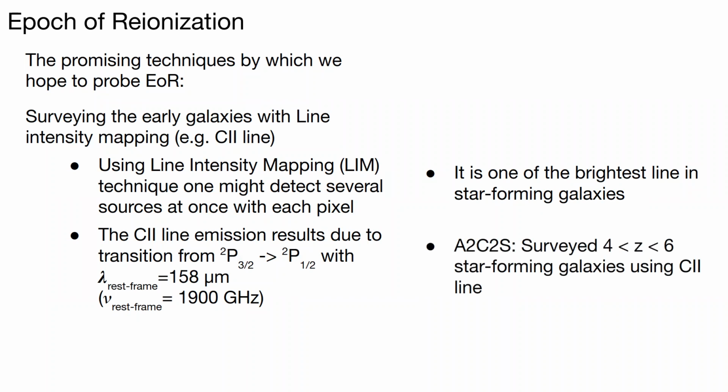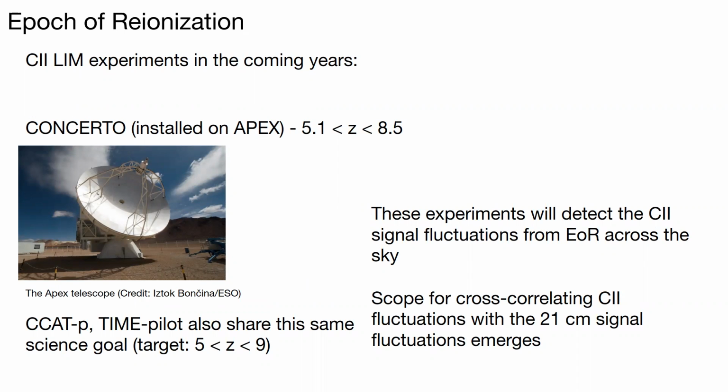There are already some surveys of individual galaxies, not line intensity mapping surveys, done using a telescope in the Atacama Desert, where people have done targeted observations of very bright galaxies in the redshift range 4 to 6. They are not very many, but I think more than a few hundred have been detected already using their C2 lines. So it is a proven technique in a universe where reionization has finished or is at a late stage. Right now, several new experiments are coming up which will employ this line intensity mapping technique to map out the sources of ionizing photons at high redshift.